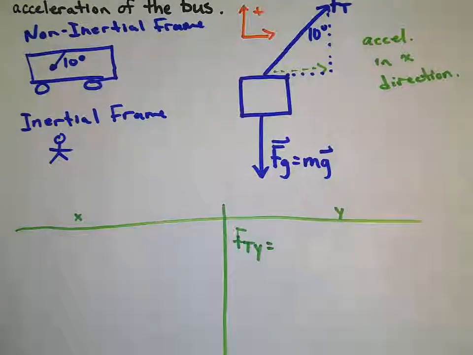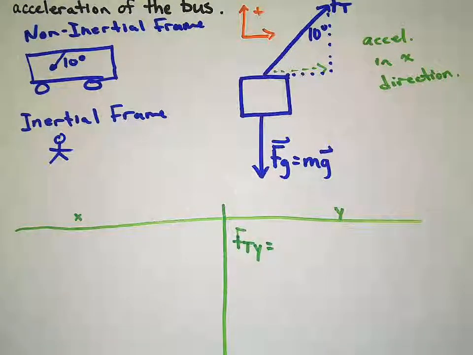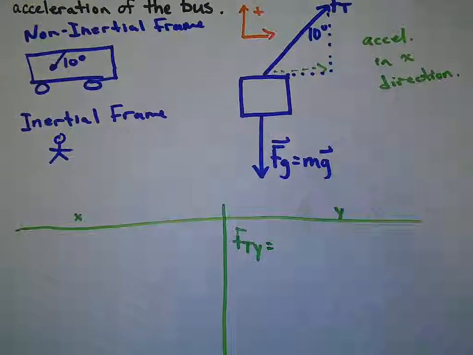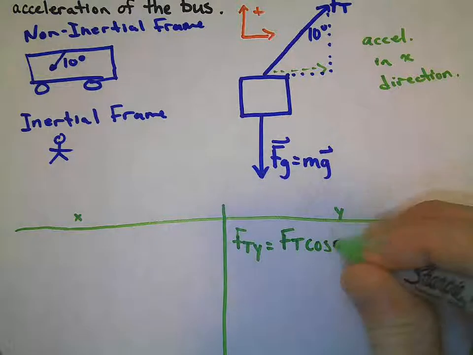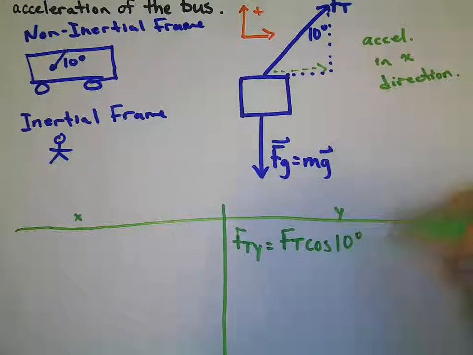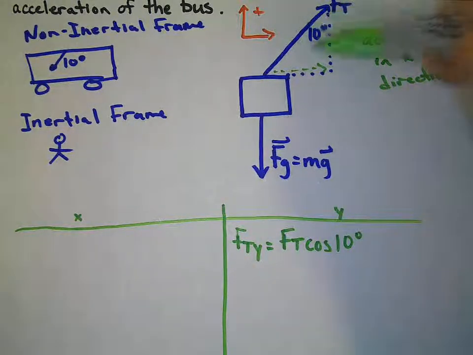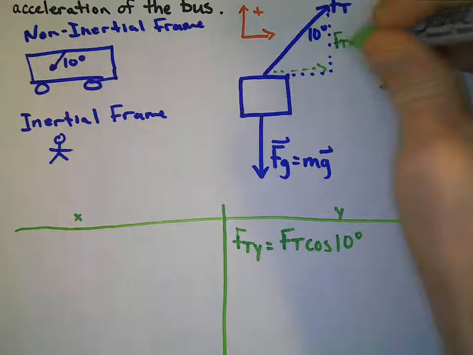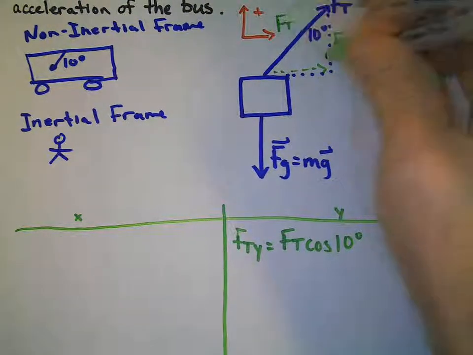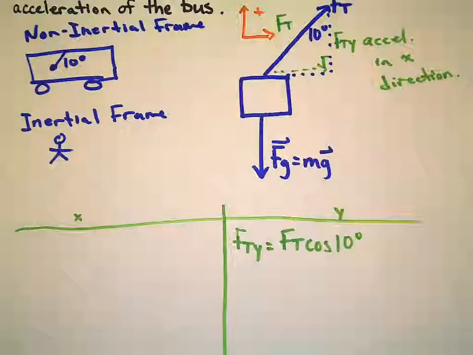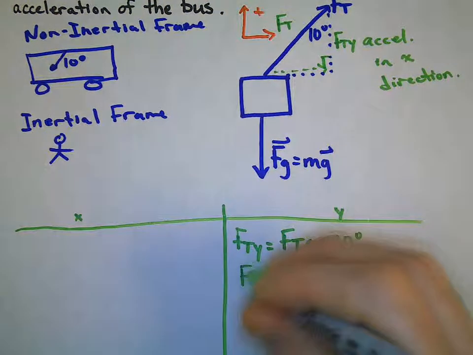And that tension force will be given by Ft cosine of 10 degrees. Why is it cosine in this case? Because my angle is 10 degrees and Fty is on the adjacent side and Ft is the hypotenuse. I also have my force of gravity in the y direction, which is mg.